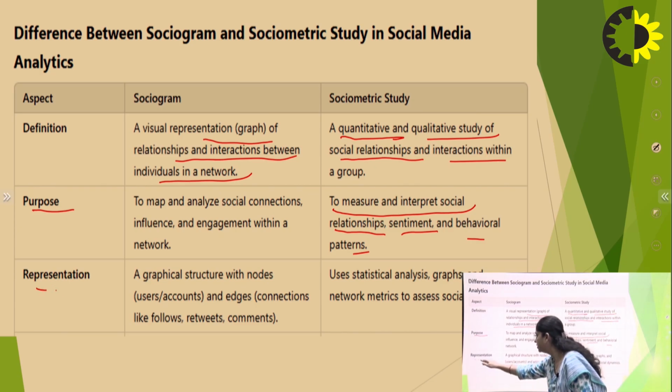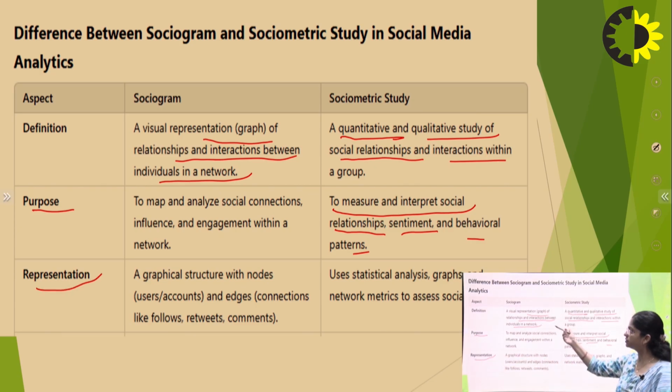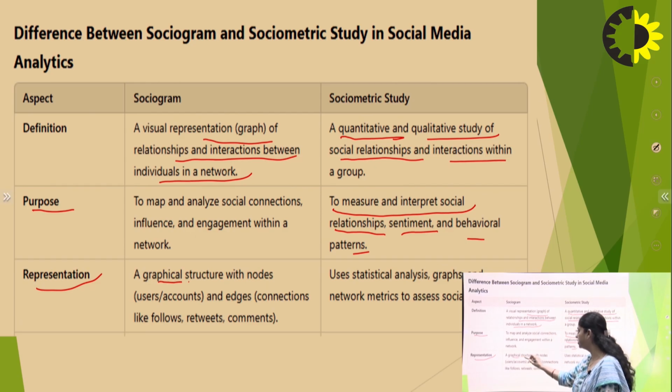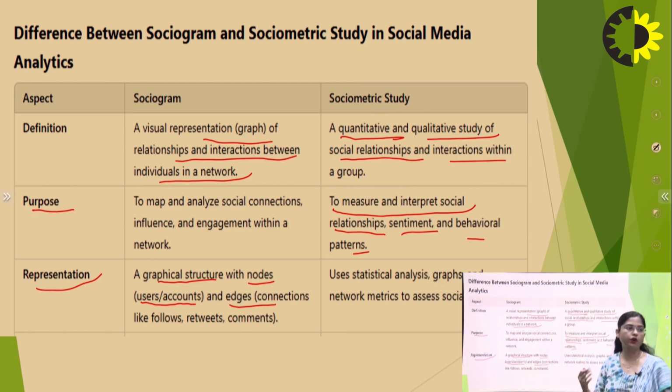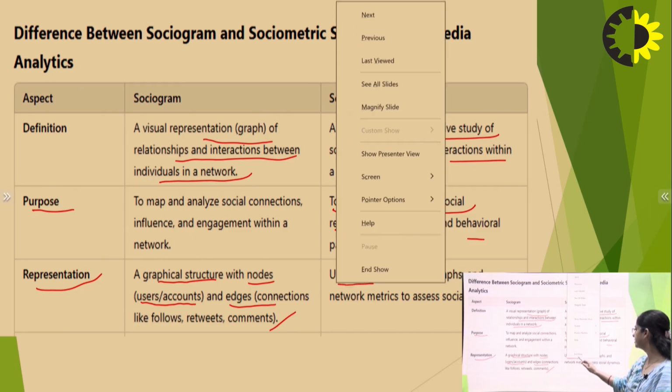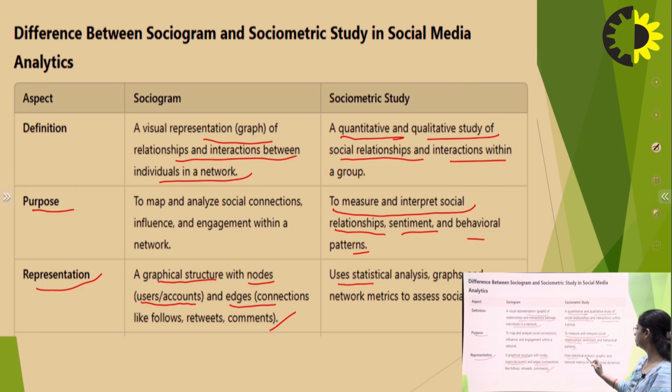Next is representation. So, the representation of a sociogram is a graphical structure, where we use a node for the user or account and an edge for the connection like follower, retweet, comments, etc. And next, a sociometric study uses statistical analysis, graphs, and network metrics to assess social dynamics.